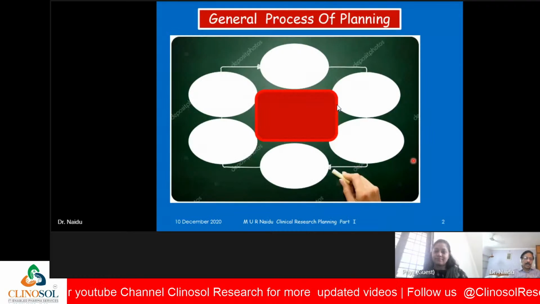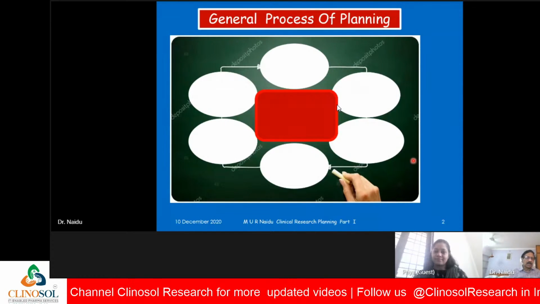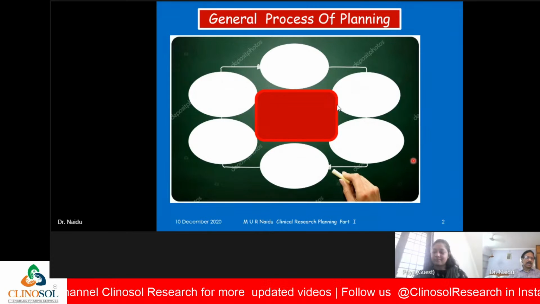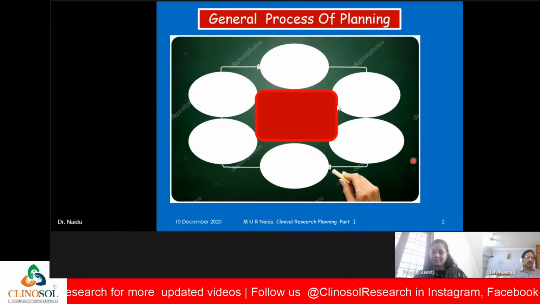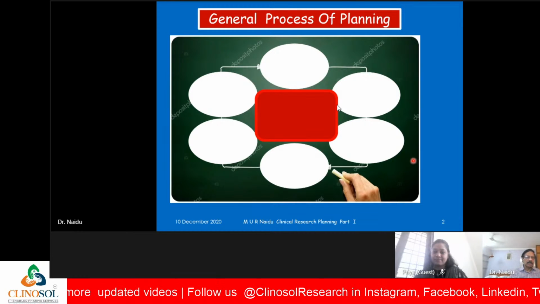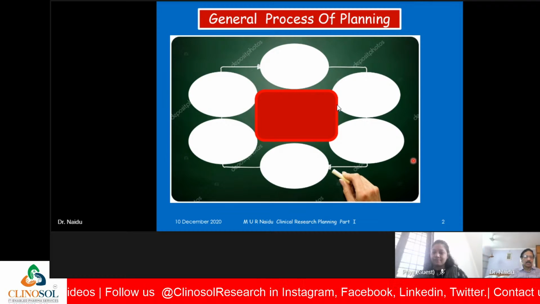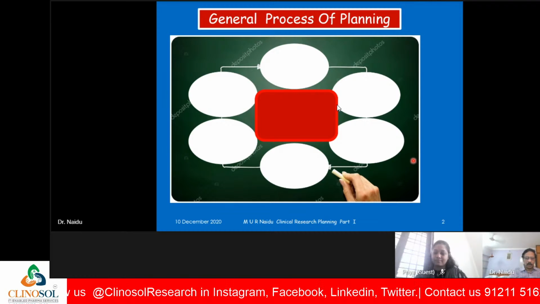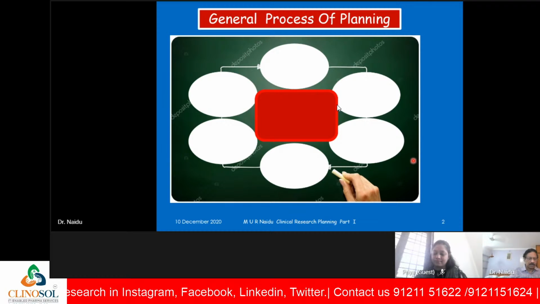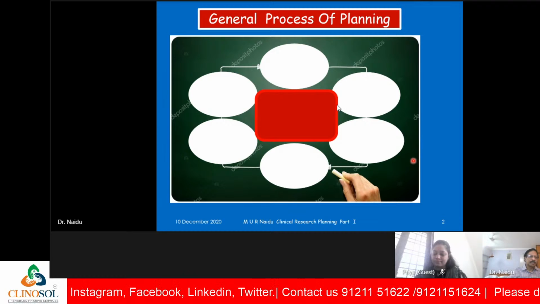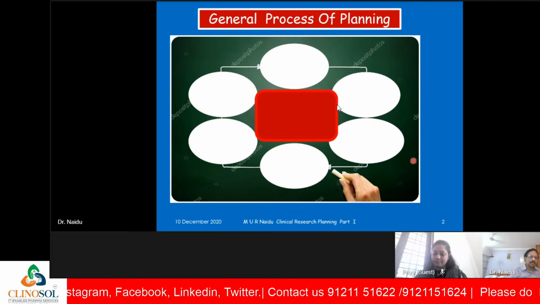Now, whenever you are planning anything, not clinical research, I'm telling you, whether you want to travel, or build a house, or conduct some program, there is a general planning process. There are some steps in process planning. These are general steps, nothing to do with clinical research. Anything you want to do, you have to plan it.